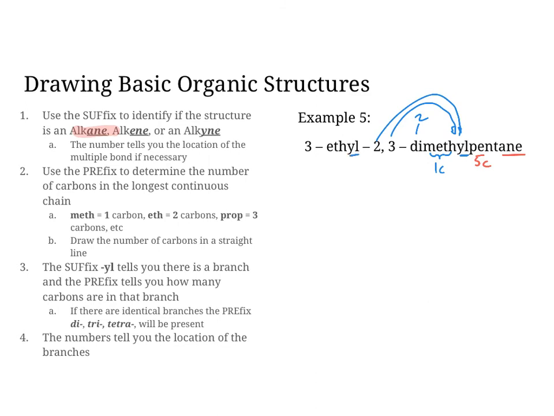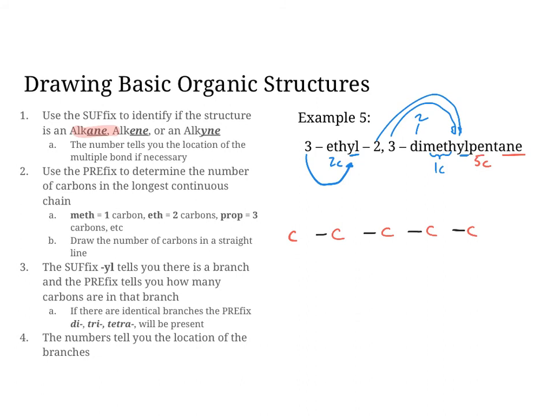I also see that I have another branch, and it's an ethyl, which tells me it's a 2-carbon long branch. I don't have another prefix, so this tells me it's got to be on the 3rd carbon. So to draw this, I'm going to start by drawing my carbons. 1, 2, 3, 4, 5. 5 carbons. I'm going to add all single bonds. 1, 2, 3, 4 single bonds, because that's what holds them together.